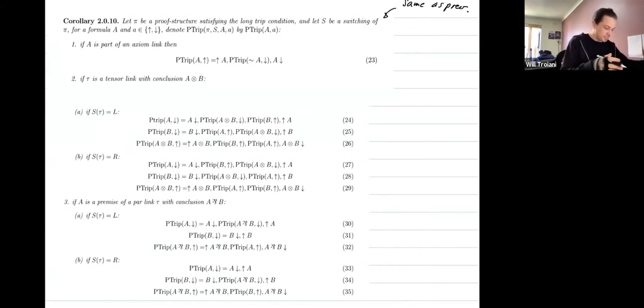So this is all kind of obvious, right? The important ones are the tensor and the par. Let's pay attention to these. We're just saying that if S of tau is L, then as per the previous lemma, we know that the P-trip of A down is going to be A down, and then it's going to be the entire P-trip of A tensor B, right? It's exactly the drawing that I just had.